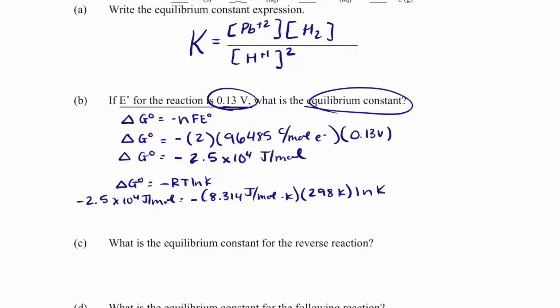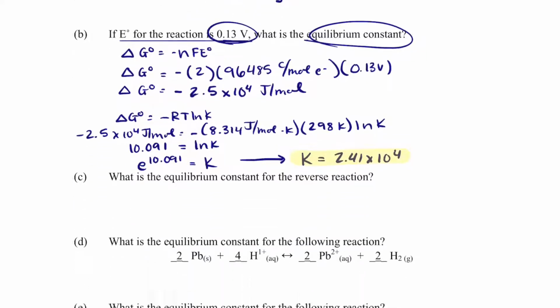I will isolate the natural log of K by dividing over 8.314 and 298. And when I do that, I get 10.091. So I'll take e to the 10.091 power equals K. And let me plug that in. And I get K is equal to 2.41 times 10 to the fourth. And we're going to use this number for the rest of this problem.